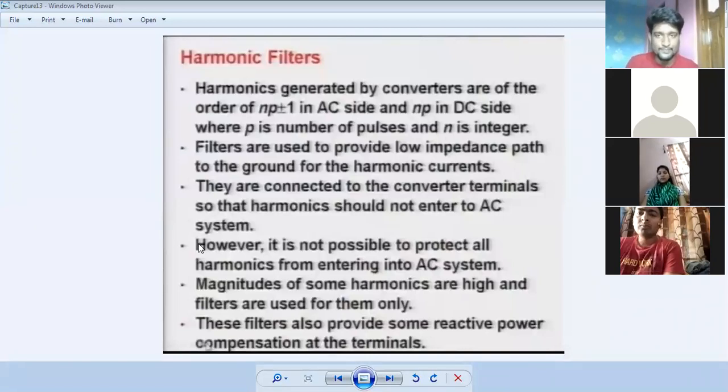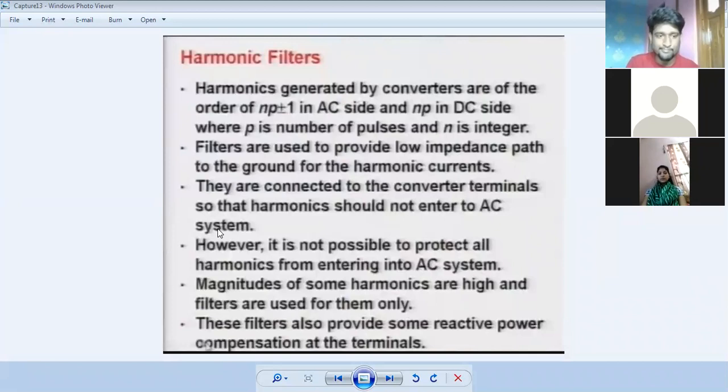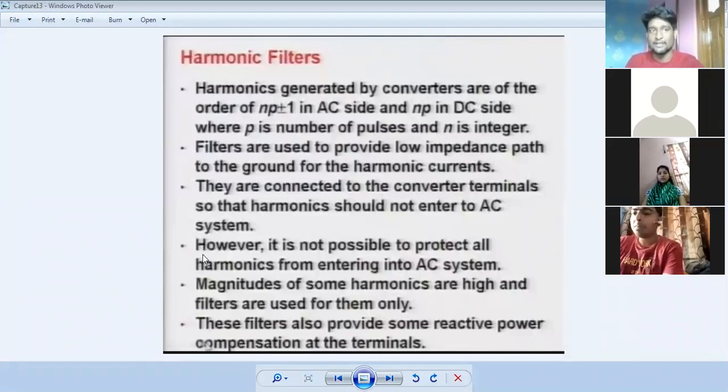Next, filters are used to provide a low impedance path to the ground for harmonic current. If there are harmonic currents, these filters provide a low impedance path to the ground. They are connected to the converter terminal so that the harmonics should not enter the AC system.